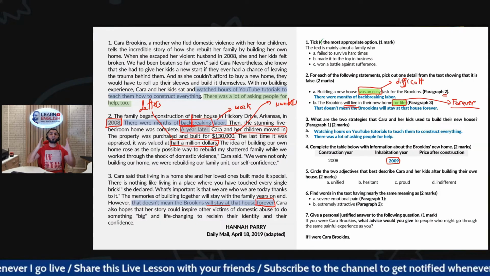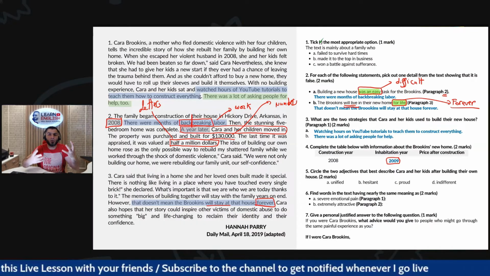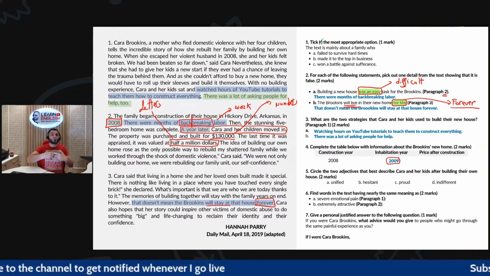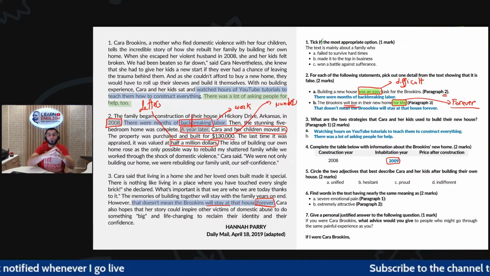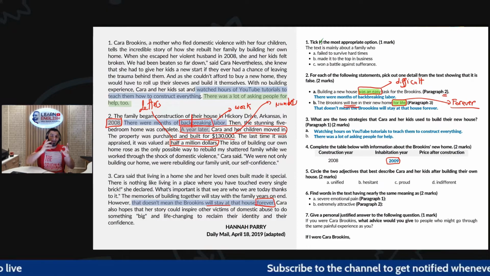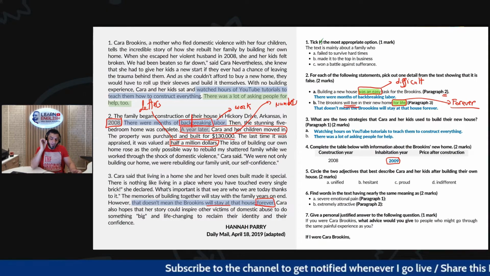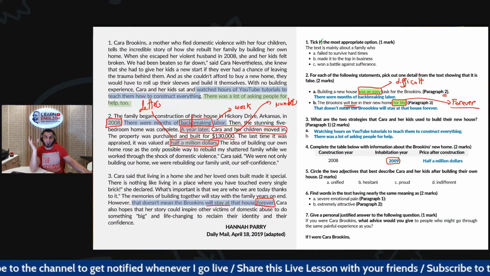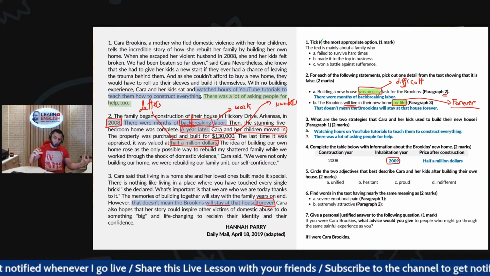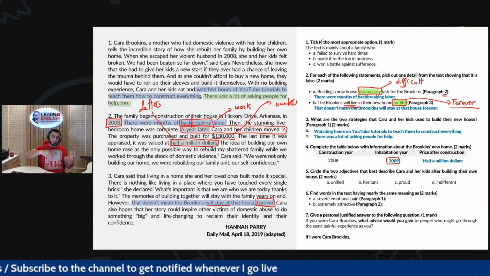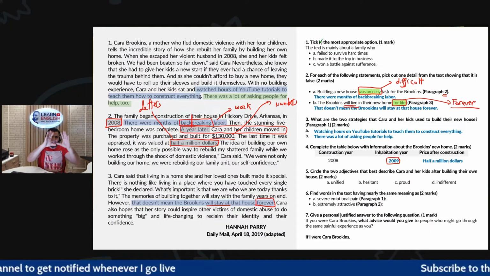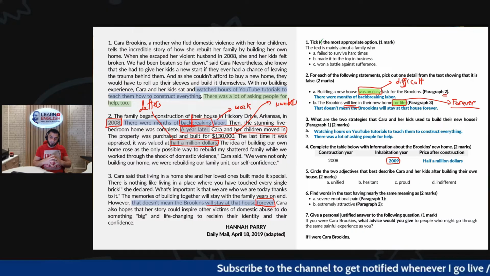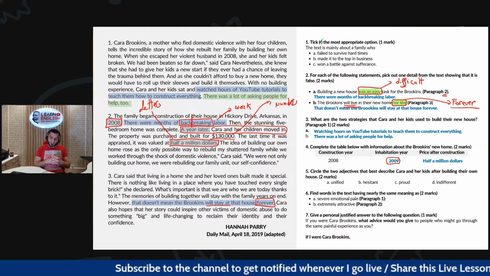So please don't jump right into the answer once you find it easily. If it was too easy for you to find the answer, make sure that it is not the correct one. Here we want to test the students' comprehension of the text. So the correct answer is $500,000. The family bought the house for $130,000, but after building that house, it was valued at $500,000. So let's move on to question number 5.